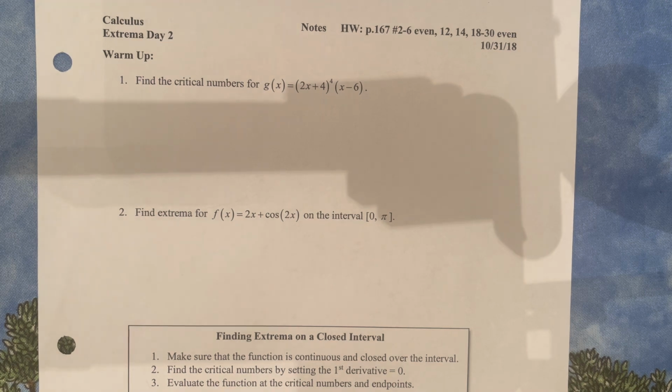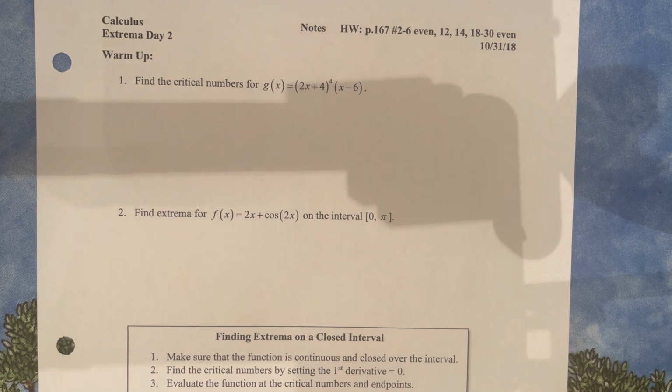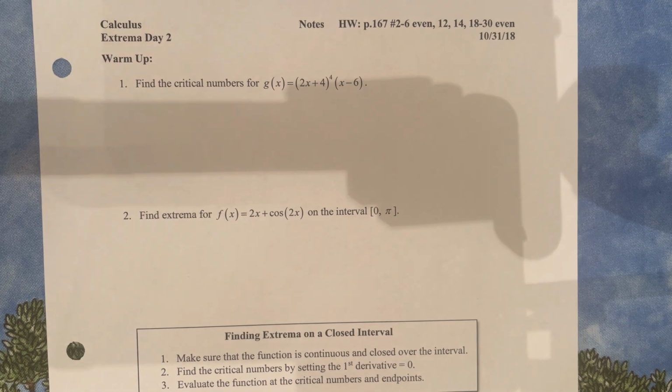The extreme value theorem says that if you have a closed interval, you are guaranteed to have at least one maximum and one minimum on the closed interval. Just to remind you from yesterday, you can pull this out of your notes or you can look at the box that's right down here on your paper. In order to find your extrema on a closed interval, you need to make sure your interval is closed and continuous. You can do that by looking at the graph. You need to make sure you find your critical numbers by setting your first derivative equal to 0, and then finally evaluate your function at the critical numbers and the endpoints.